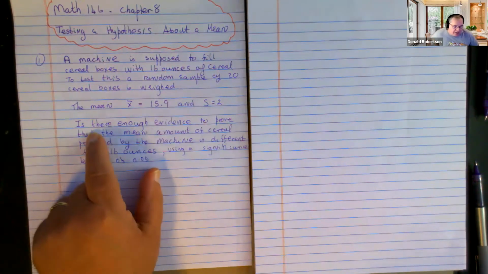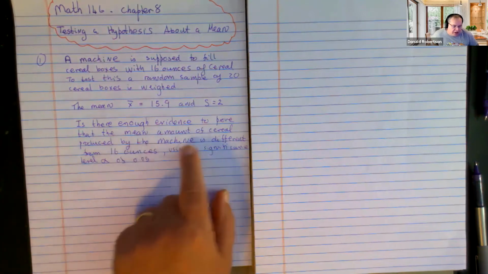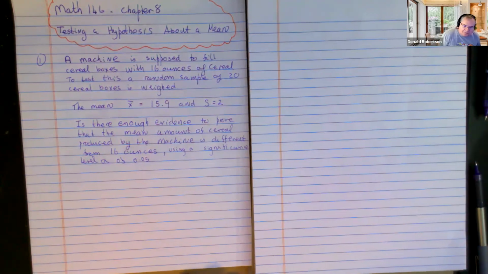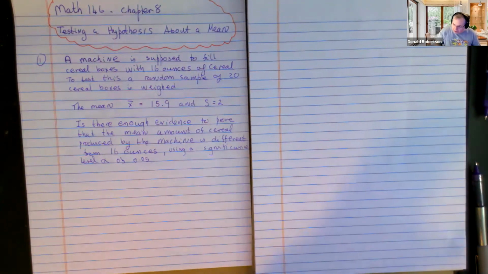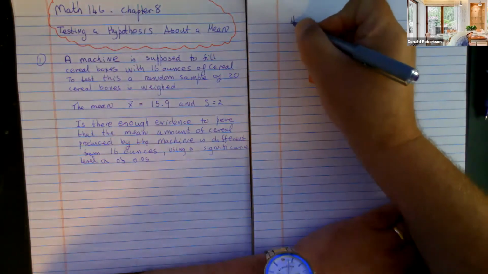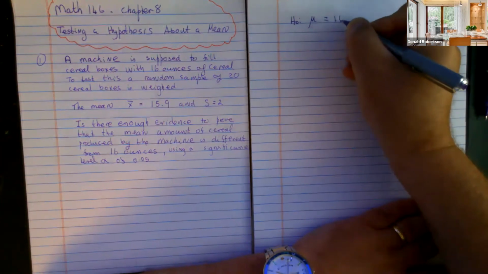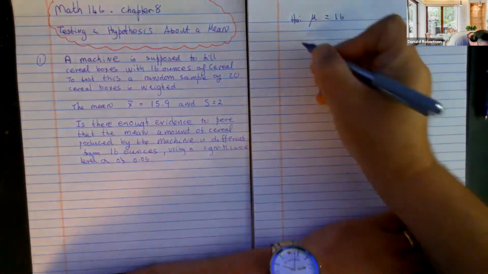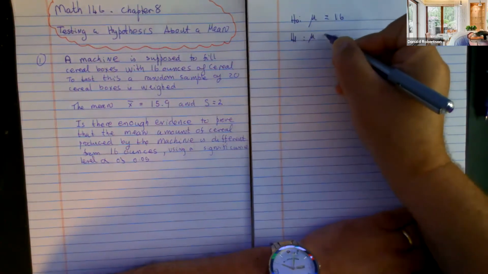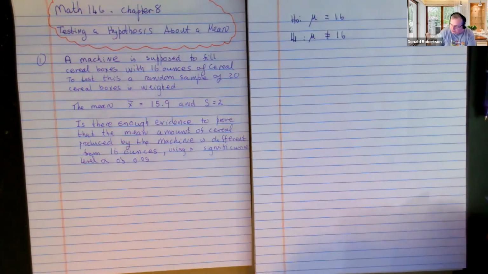And we're wanting to test then, is there enough evidence to prove that the mean amount of cereal produced by the machine is different from 16 ounces? So the key word here is the word different. That is going to be a not equals to story, right? So my null hypothesis will be that the mean that this machine is doing is 16 ounces. And the alternate hypothesis is going to be that the mean is actually not equal to 16. So far, so good.